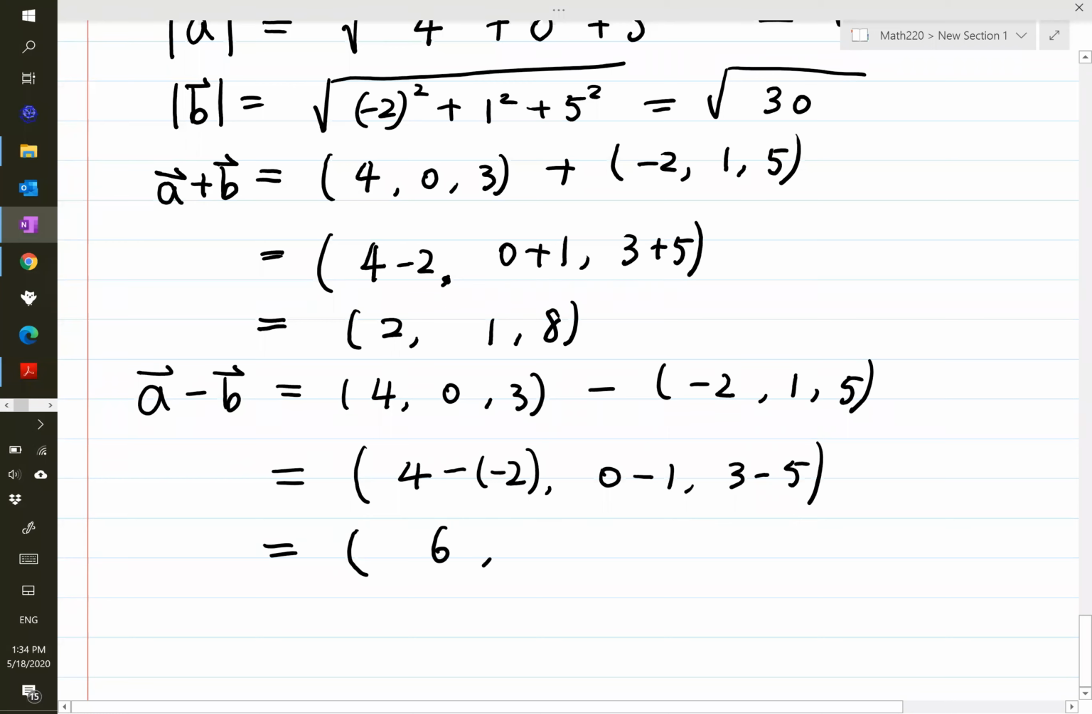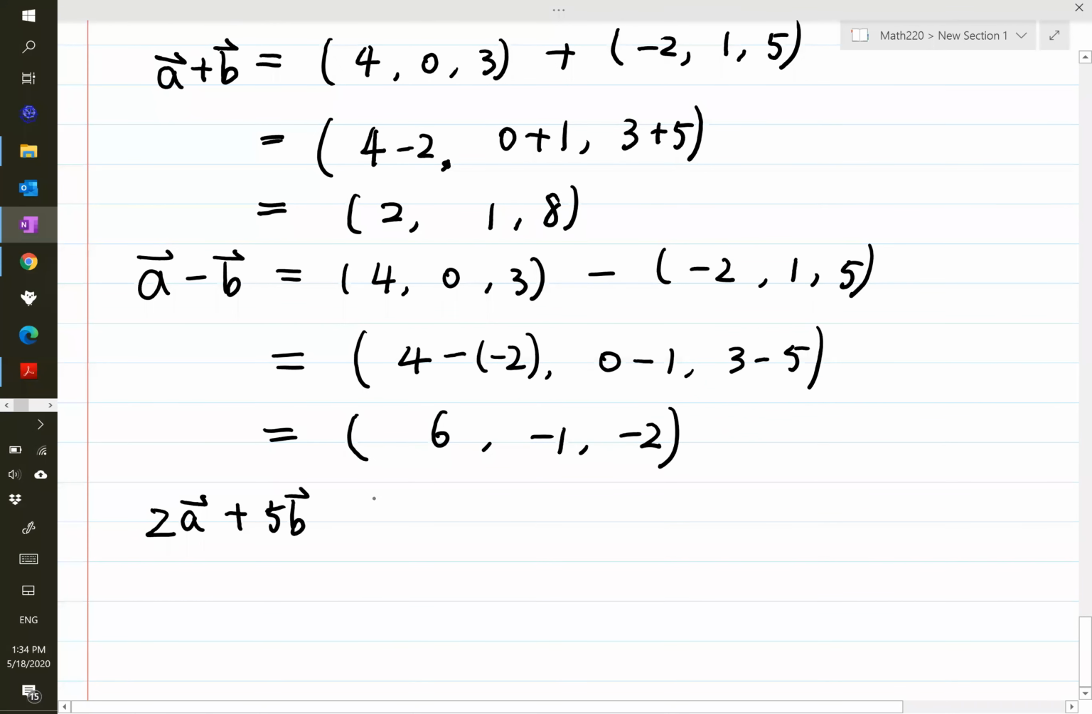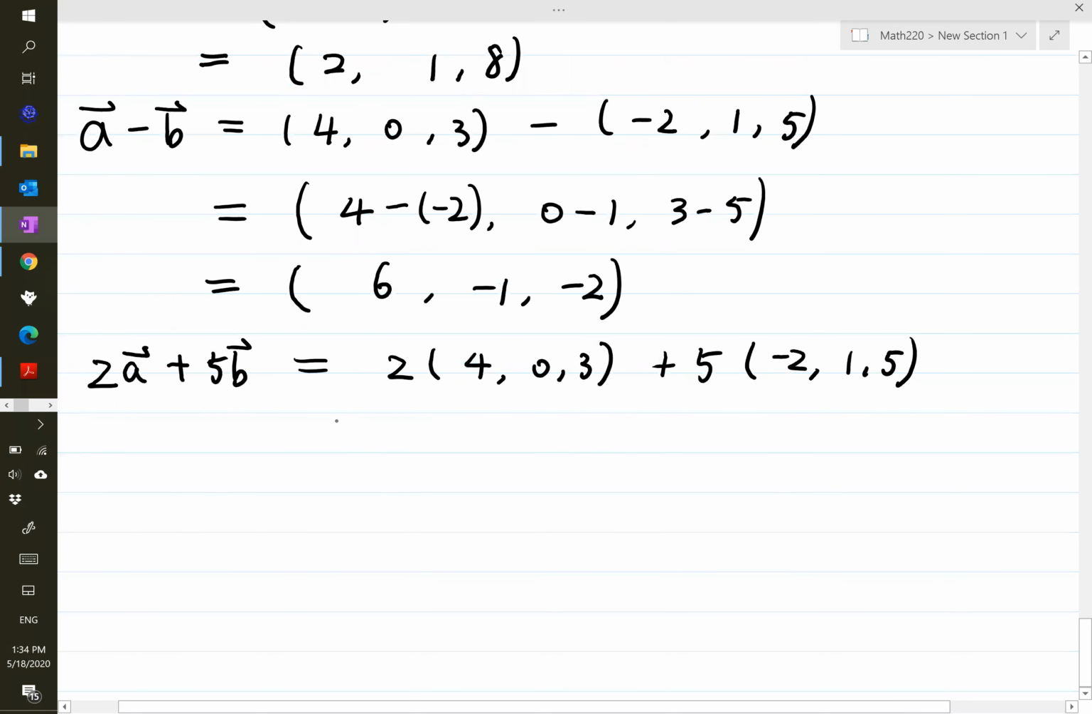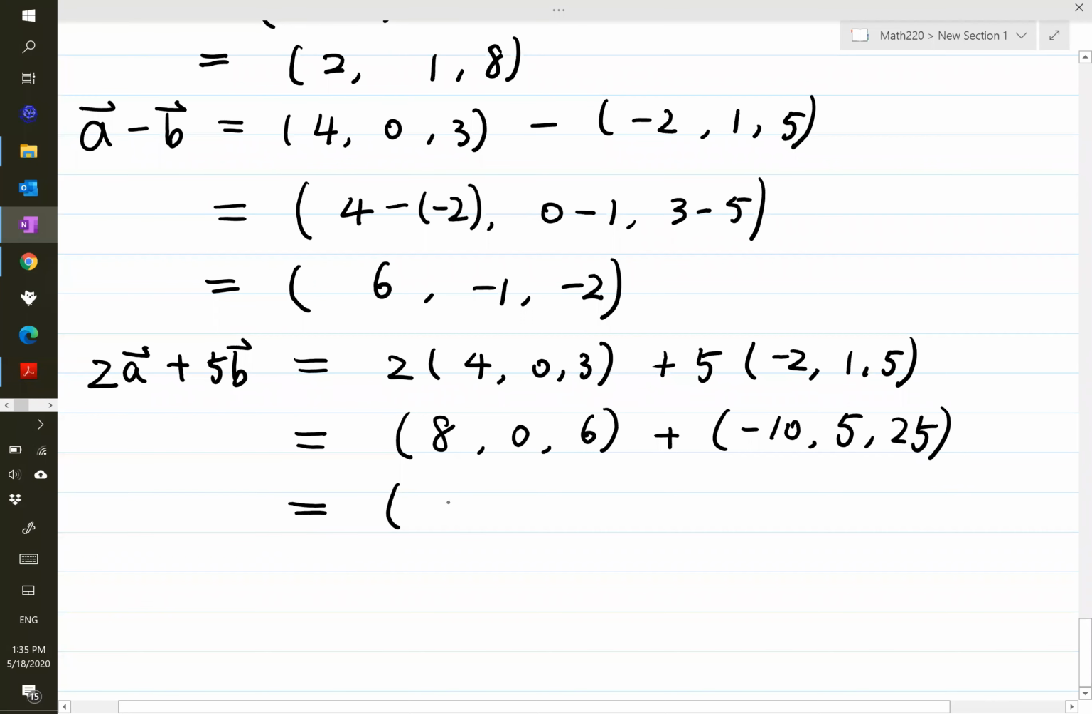Then 2A plus 5B. Very easy. We do the multiplication first, and then multiply component-wise. So 2 times 4, we get 8. 2 times 0, we get 0. 2 times 3, we get 6. Now 5 times negative 2, we get negative 10. 5 times 1, we get 5. 5 times 5, we get 25. And then add the components. So 8 plus negative 10, we get negative 2. 0 plus 5, we get 5. 6 plus 25, we get 31. Then we're done.